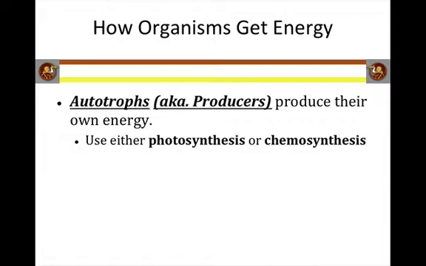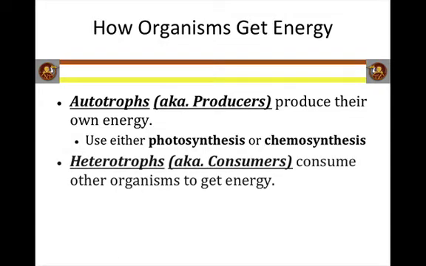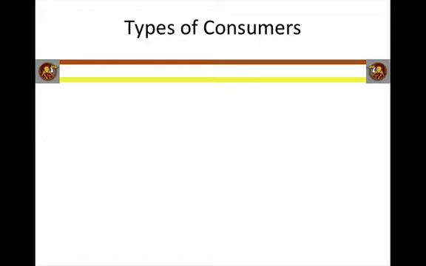On the other hand, the other type of organism we have, the other way to get energy, is a heterotroph, also known as a consumer. They consume other organisms in order to get their energy. They cannot produce it themselves. We, for example, are heterotrophs. Okay? There's only one type of autotroph, which is a plant, but there are several types of consumers.